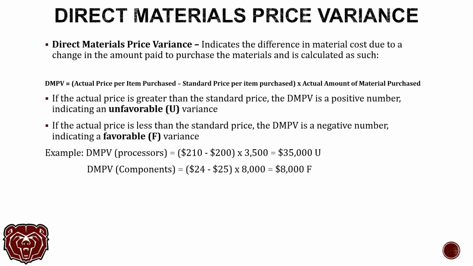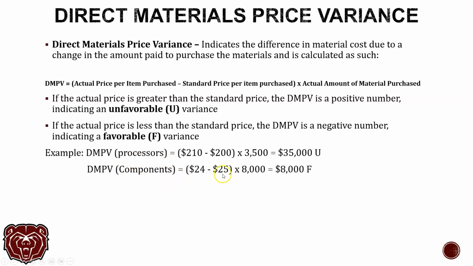So let's take a look at a really quick example here. Let's say we're going to look at these processors. So what we actually paid was $210. What we budgeted for was $200. The difference there, the variance of the two, is $10. What we actually purchased was 3,500 units. So this being a positive number ends up as an unfavorable variance, right? We paid more for these processors than we had budgeted for.